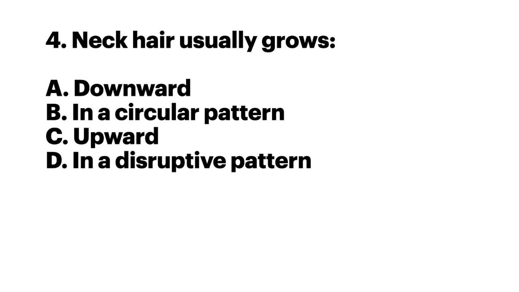Number 4, neck hair usually grows A, downward, B, in a circular pattern, C, upward, D, in a disruptive pattern. The answer is C, upward.